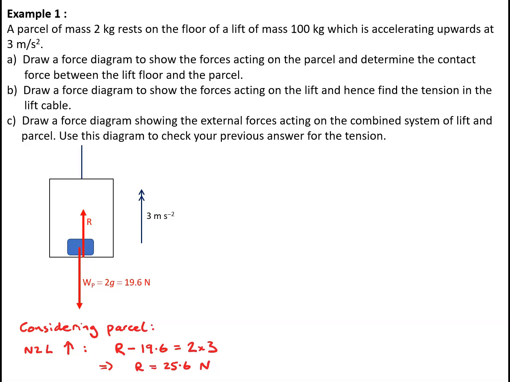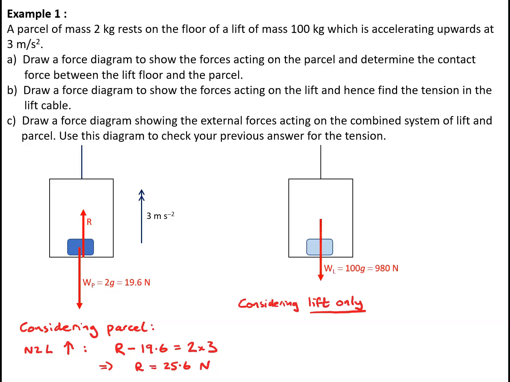For part B, we've got to draw a force diagram to show the forces acting on the lift alone, and hence find the tension in the lift cable. So again, we'll start with a diagram. And in this case we are concentrating on the forces acting on the lift only. Well, we've got the weight of the lift, and the lift has a mass of 100 kilograms, so its weight is 100 times 9.8 or 980 newtons.